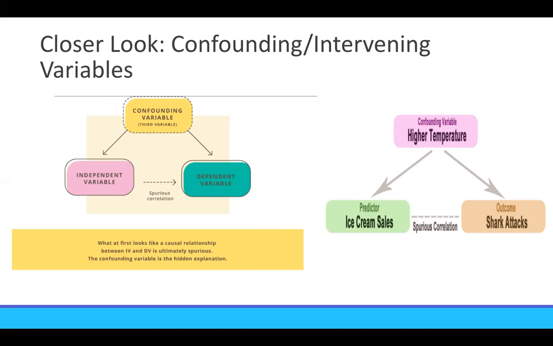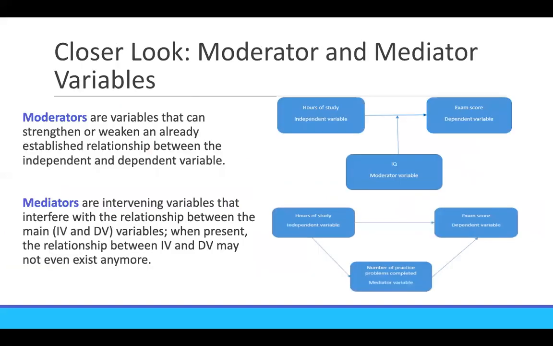So here's another example, once again related to higher temperatures and ice cream sales, but instead of sunburns, we now have shark attacks. It's not that ice cream sales can predict or be a cause of shark attacks, but it's the fact that, once again, higher temperatures are the intervening variable. Ice cream sales go up in higher temperatures. More people go to the beach and get in the water during the summer during higher temperatures. And so that's what's influencing the shark attacks. There really isn't a relationship between ice cream sales and shark attacks. That's a spurious correlation.